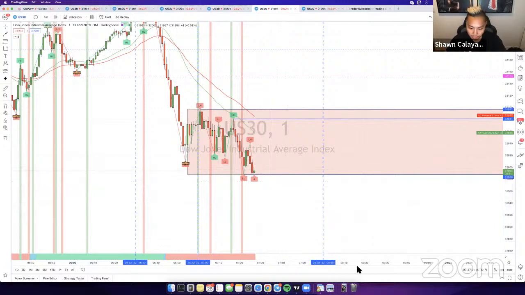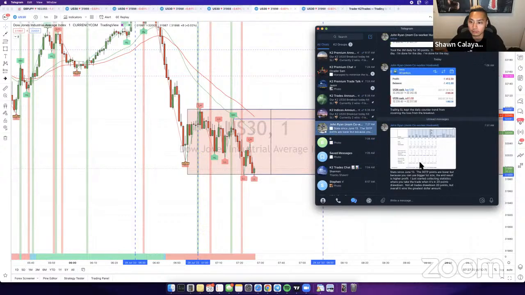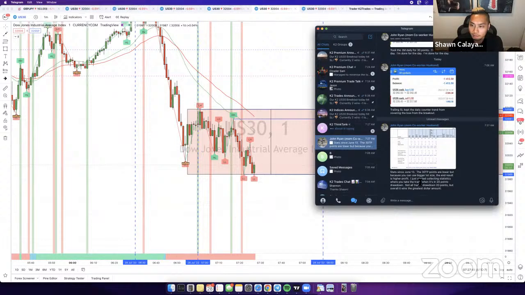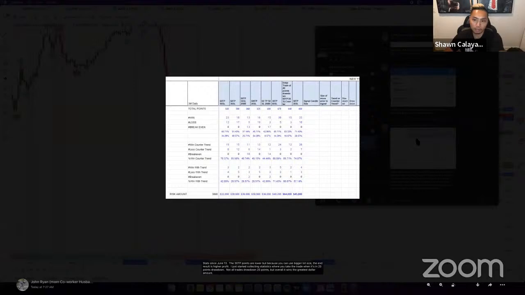See if there's anything else here that I'm missing. Thanks, John. So John actually sent me his spreadsheet here. Nice. John said stats since June 13th, the 30 TP points are lower because you can use a bigger lot size and the end result is higher profit. I started collecting statistics where you take the trade when it's in 20 points drawdown. Not all trades draw down 20 points, but overall it wins the greatest dollar amount. Gotcha. Okay, so here's the spreadsheet of John's testing, applying the 3 minute daily.